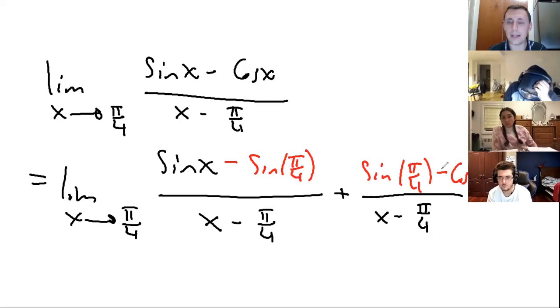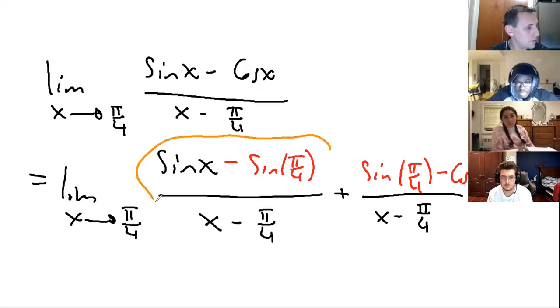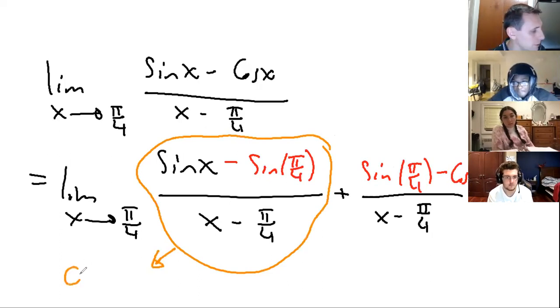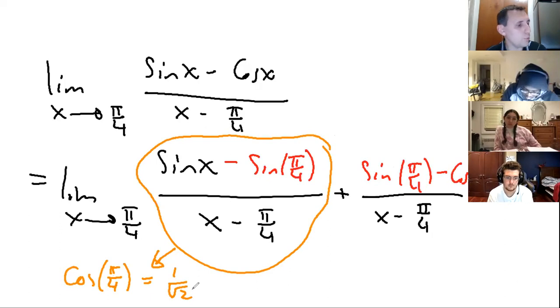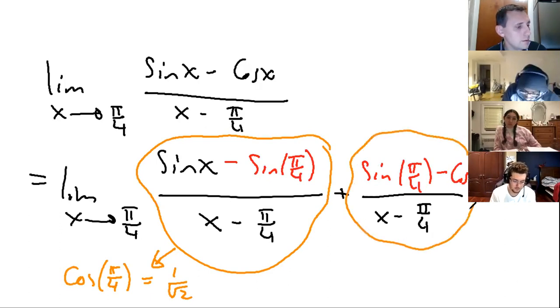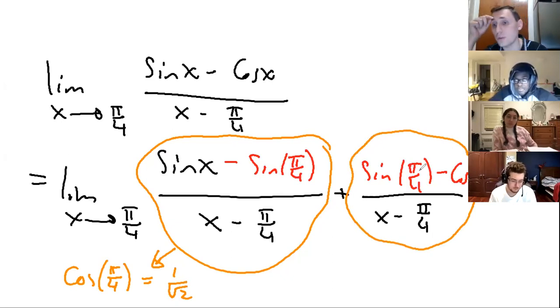Yes? Now I can look at this expression. This I already know. This approaches the derivative of sine at pi over 4. So that's just simply cosine of pi over 4, which is 1 over root 2. Yes? Now notice that sine of pi over 4 is the same as cosine of pi over 4. They are equal, both to 1 over root 2. You agree? Sine and cosine at pi over 4 are the same. They're equal to 1 over root 2.